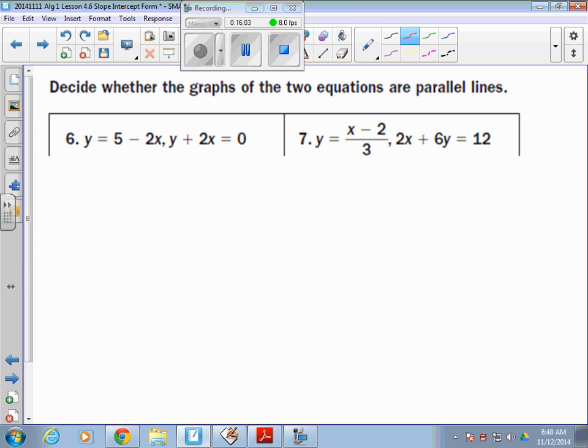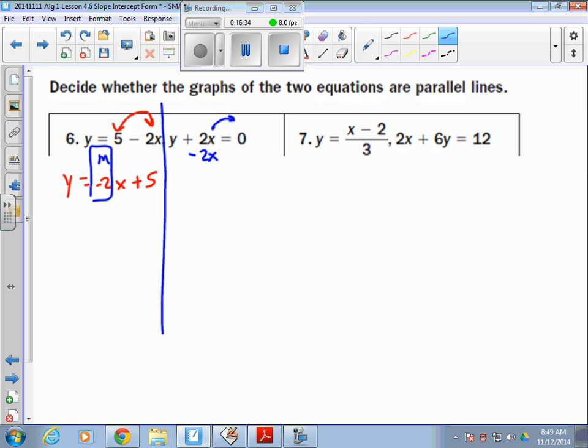Then number 6 and 7 say, decide whether the graphs of the 2 lines are parallel. When we reverse these two to make it say y equals negative 2x plus 5, just to make it say mx plus b, we can see what the slope is. Remember, in order for lines to be parallel, they have to have the exact same slope. When we take the second equation and make it say y equals mx plus b, we've got to move over this positive 2x. So subtract it. When you subtract it there, you subtract it here.